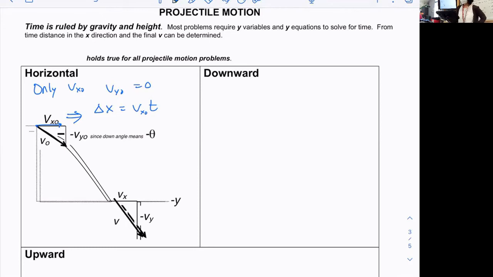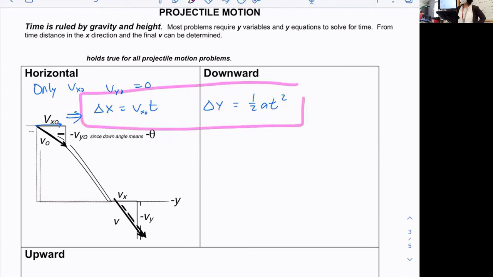That's my delta y equals 1/2 a t squared. Whenever you have horizontal projectiles, oftentimes you use the delta y to figure out the time. And then if you know the delta x, you can figure out the velocity. Or if you know the velocity, you can find the delta x.